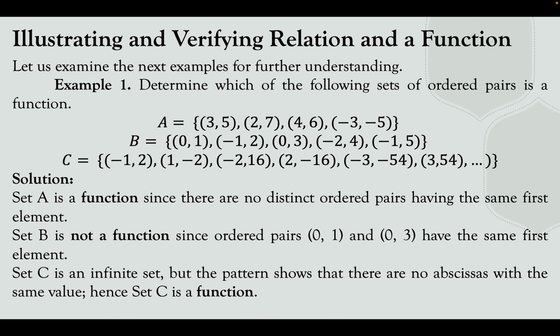Next, set C is (-1, 2), (1, -2), (-2, 16), (2, -16), (-3, -54), (3, 54), and so on. Set C is an infinite set. Why is it an infinite set? There is an ellipsis here, right? That means we don't know where the end of the elements is. But the pattern shows that there are no abscissas with the same value.